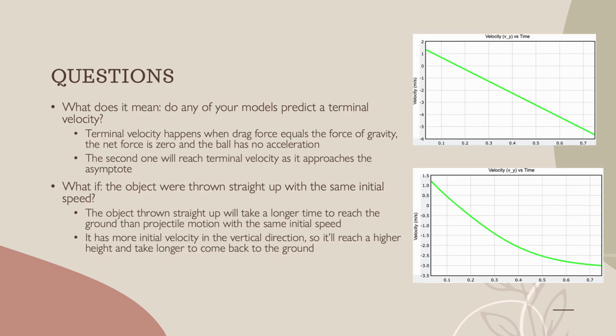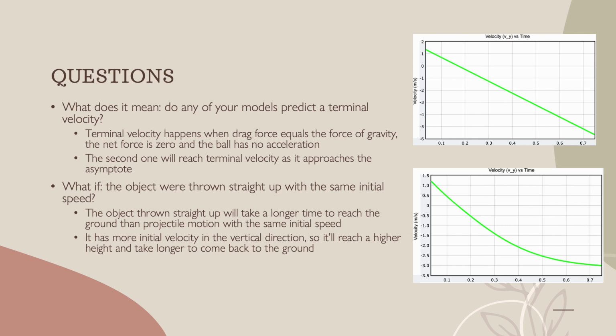So a few what if questions. The first one, do any of our models predict a terminal velocity? Terminal velocity happens when drag force equals the force of gravity, and so the net force is 0 and the object, in this case the ball, will have no acceleration. So the first graph does not have a terminal velocity, but the second one will eventually reach terminal velocity as it approaches the asymptote, because you can see the velocity is slowly approaching 3 at the bottom.